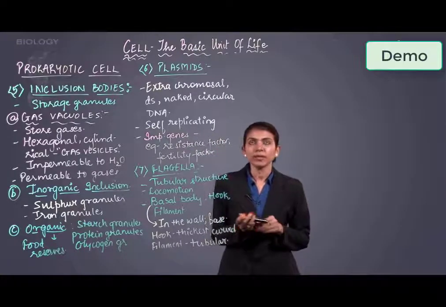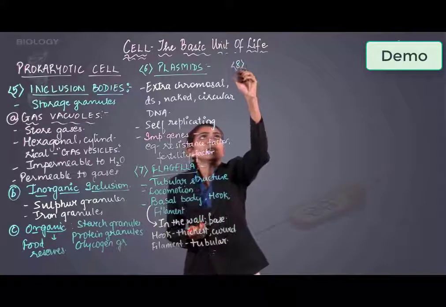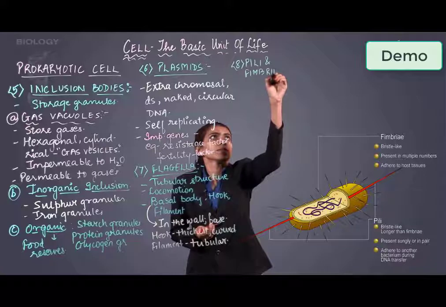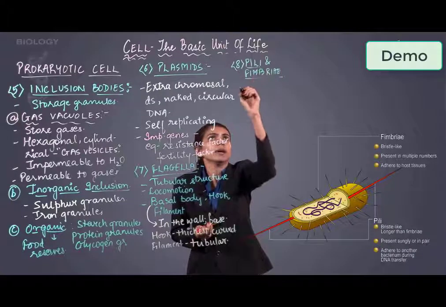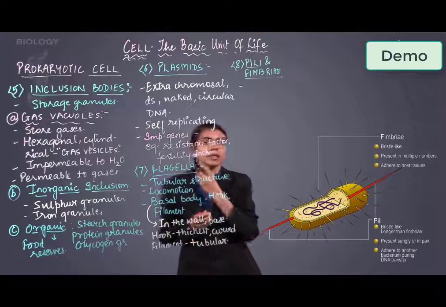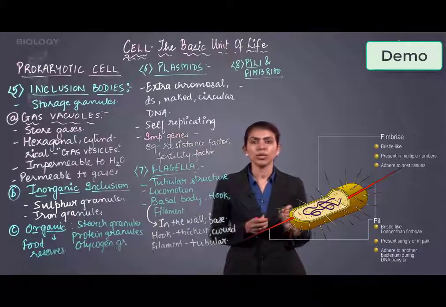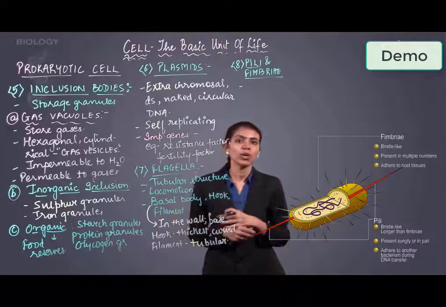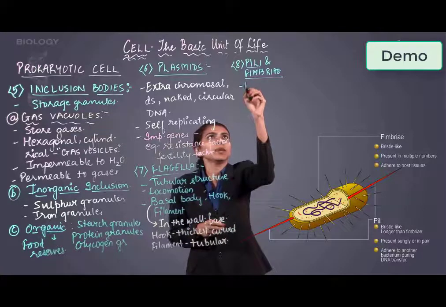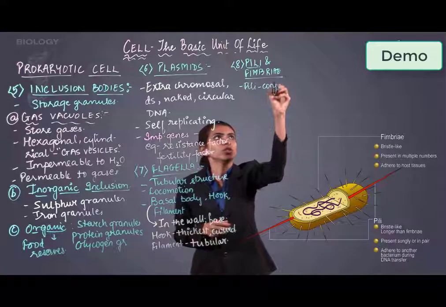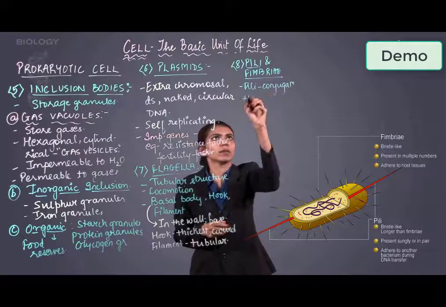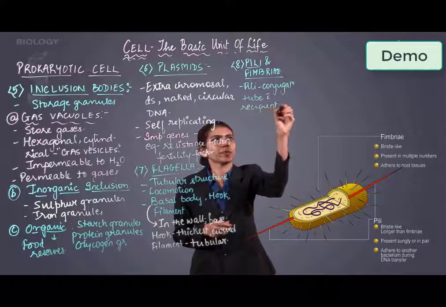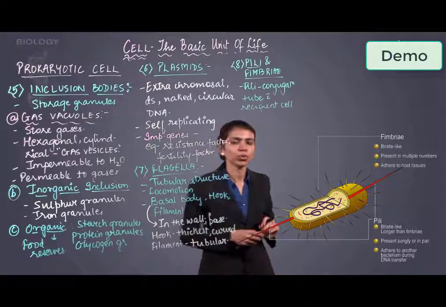Going on to the other appendages, number 8, pili and fimbriae. As I mentioned earlier, pili are the appendages which help in conjugation. So pili help the bacterial cell to attach to another cell and form a conjugation tube. So it is the pili which help to form a conjugation tube with the other cell, with the recipient cell. And again, pili is a small tubular structure.